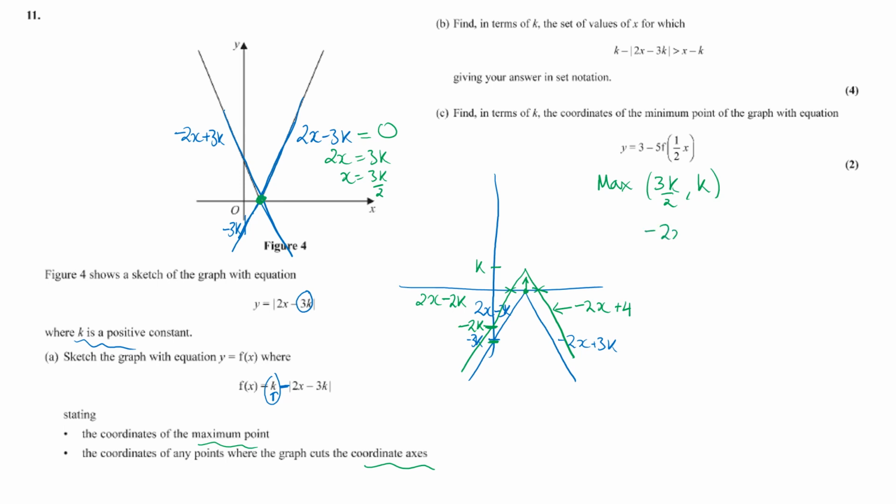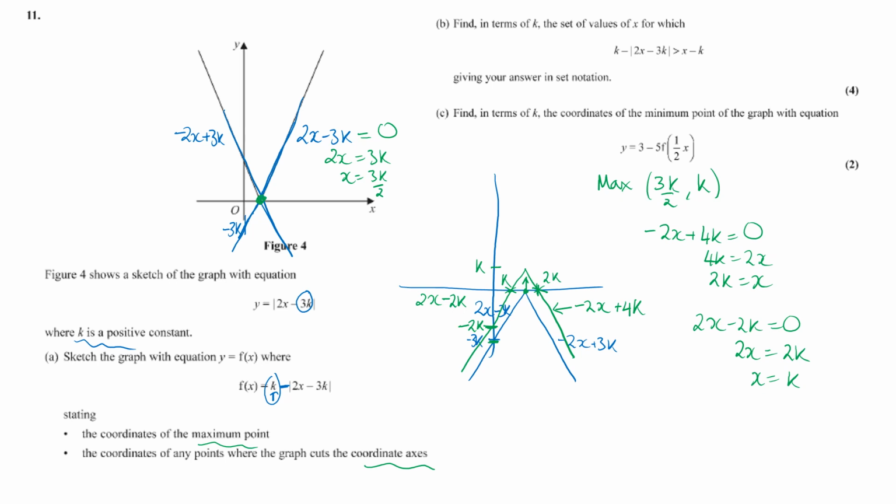So minus 2x plus 4k equals 0, so 4k is equal to 2x. So 2k is equal to x. So that's the point there, 2k. And then the other one is going to be our 2x minus 2k is equal to 0. So 2x is equal to 2k. So x is equal to k. So that's there. So we've got the max at 3k over 2, k.